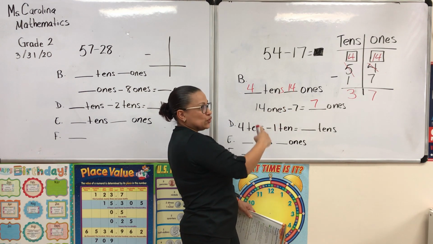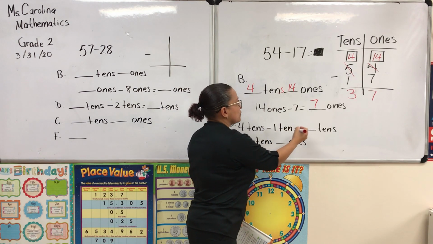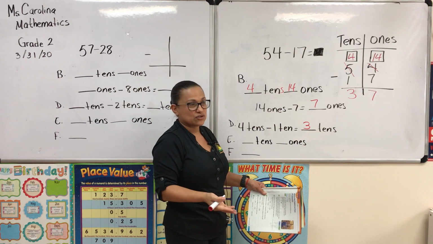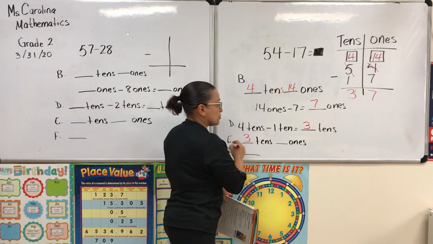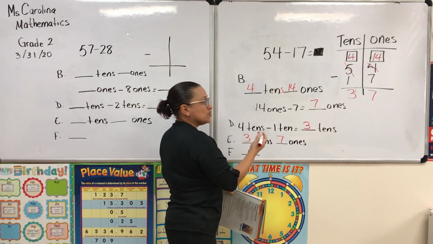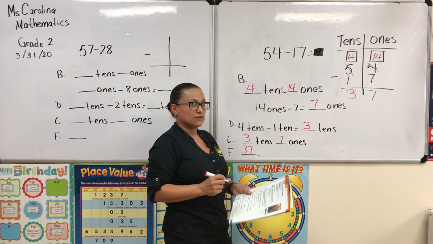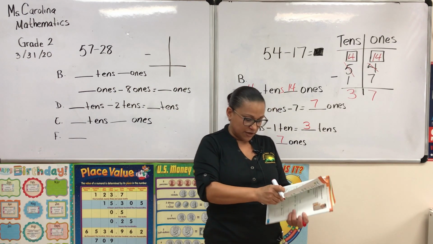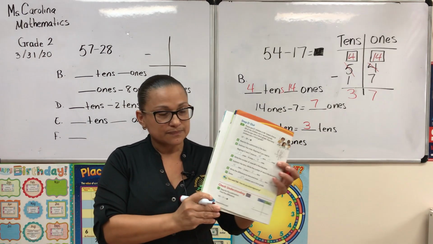And then you go to your tens. 4 tens minus 1 equals 3. And then you give your answers. The same thing at the bottom, you have 3 tens, that's your answer, and 7 ones, which equals 37. Now, let's do another example on the next page, which is page 308.